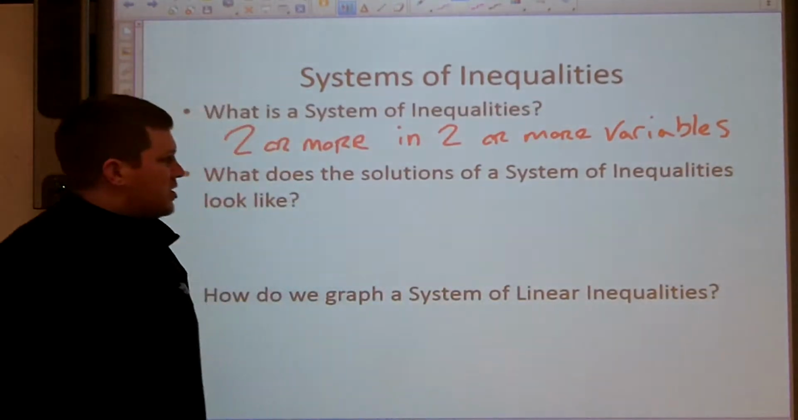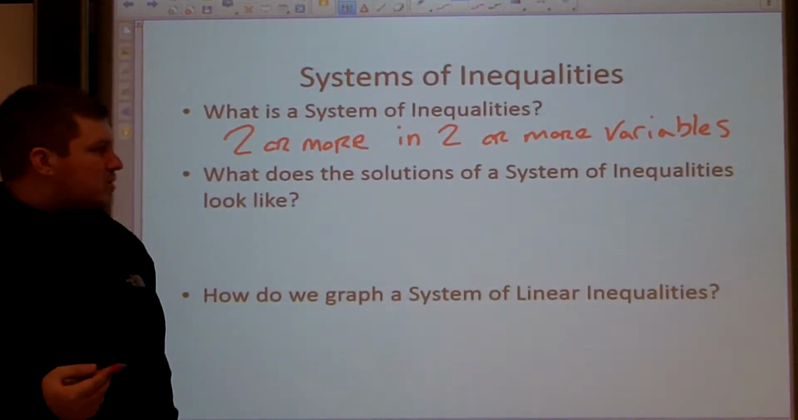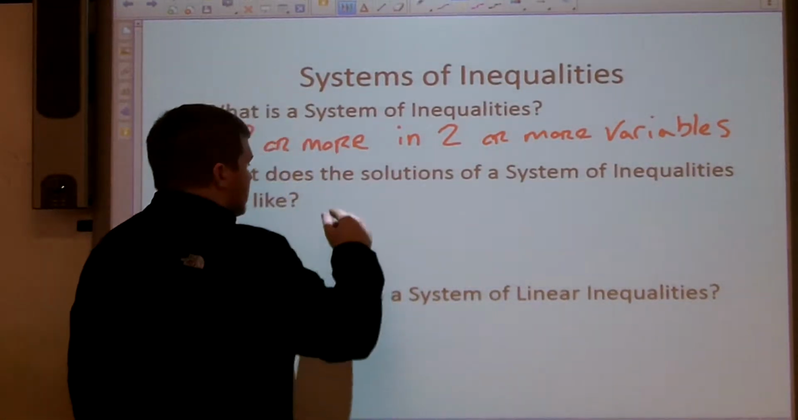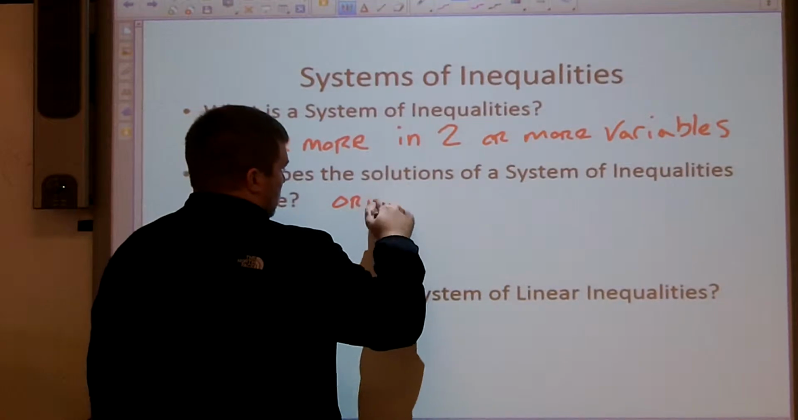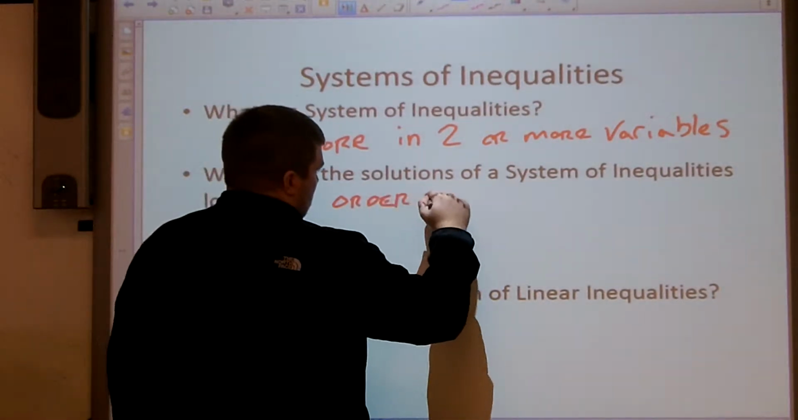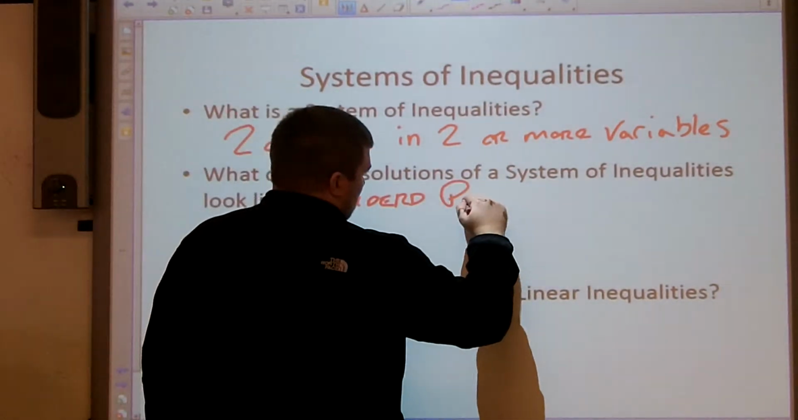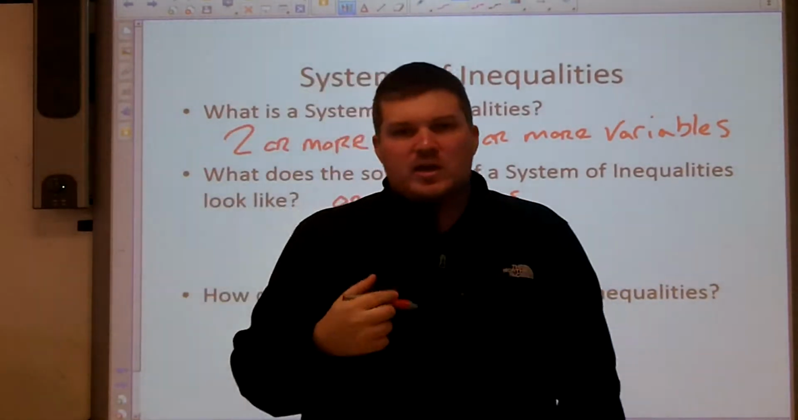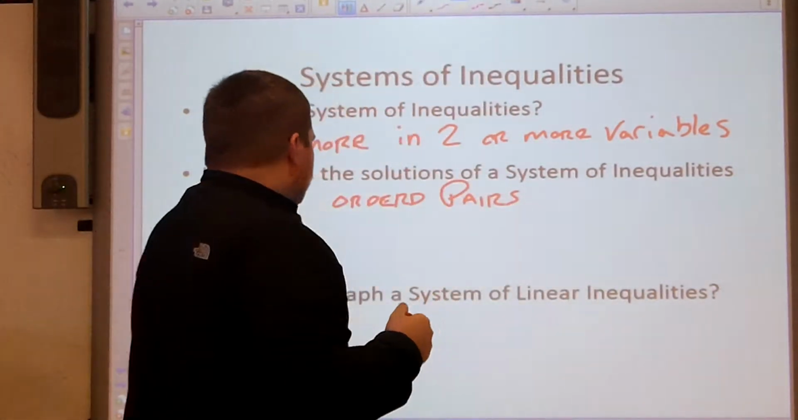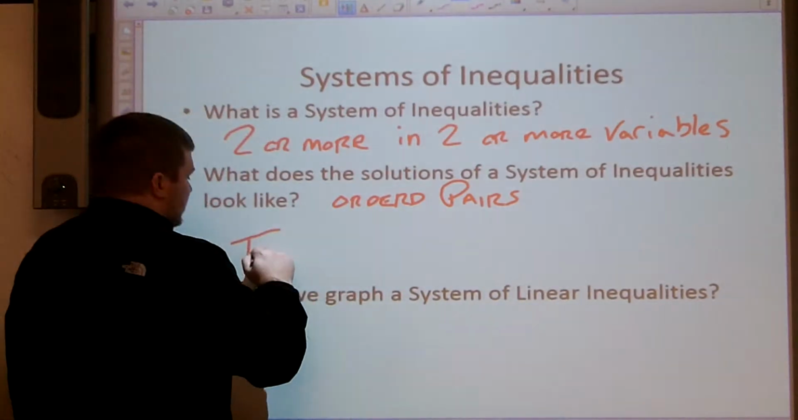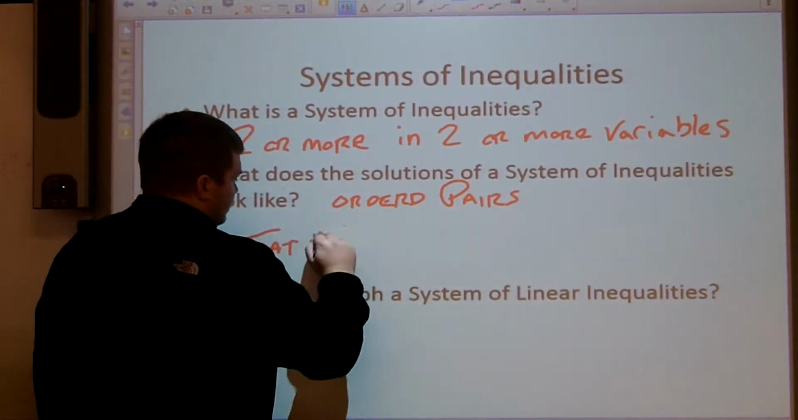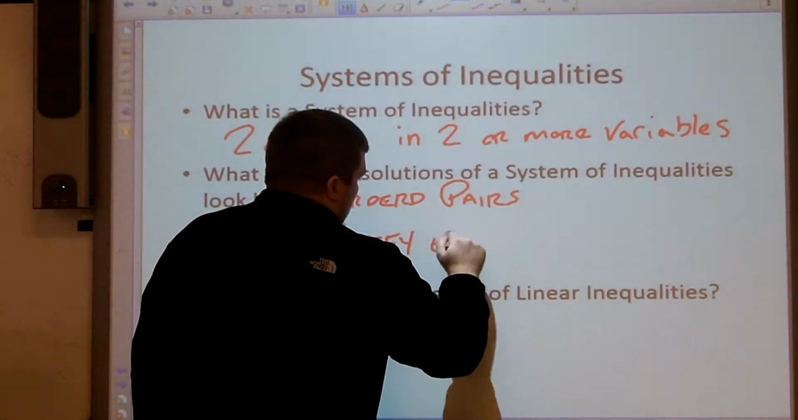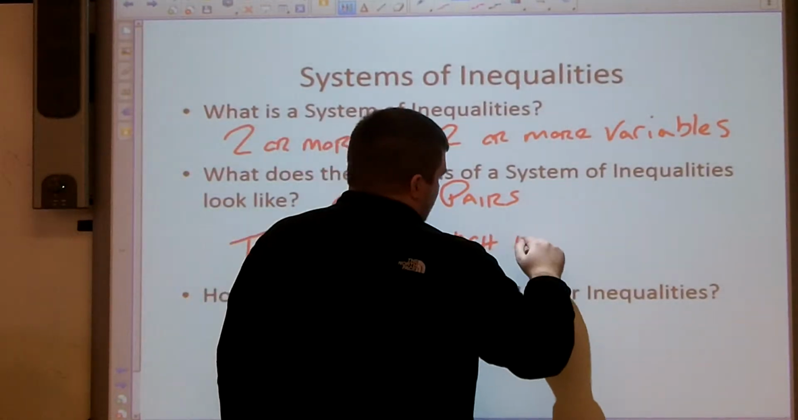And what does the solution look like? Well, essentially the solution is any points, ordered pairs, so these are ordered pairs that satisfy every inequality in the system. Okay, so that's satisfying each inequality in the system.